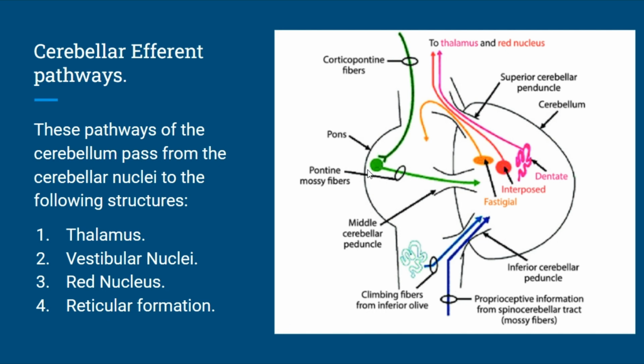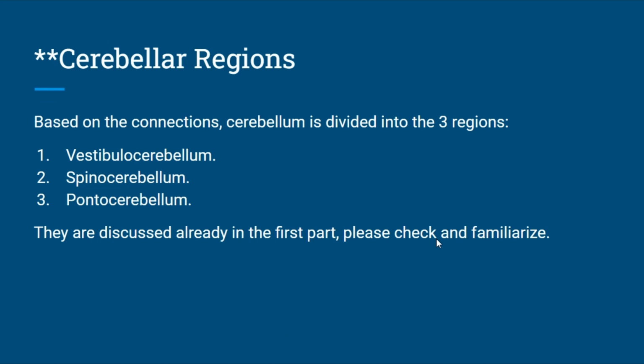So you look at the pons, this is the pons right here. We have the corticopontine fibers making synapse, and the pontine fibers, mossy fibers, actually entering from the middle cerebellar peduncle, making its connection. So you have the fastigial nucleus, interposed nucleus, and dentate nucleus. The dentate nucleus efferent fibers leave through the superior cerebellar peduncle to the thalamus and the red nucleus. We have the interposed nucleus efferent fibers leaving through the superior cerebellar peduncle to the thalamus, and then we have the fastigial nuclei.